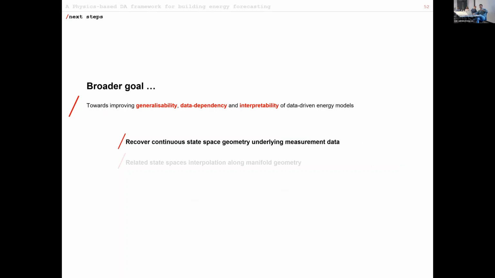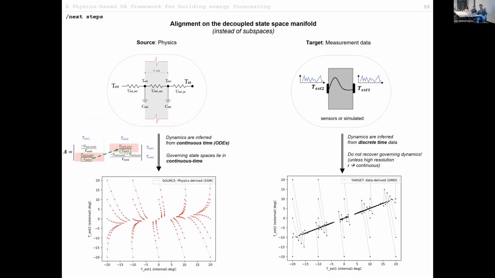So the broader goal, given the context of the issue I've just explained, is to go back to looking at data dependency and interpretability. One of the next steps we would like to explore is to recover the continuous state-space geometry underlying measurement data. So the goal is, rather than doing alignment on the predicted data and subspaces, since we have access to the geometry, to perform the alignment on the actual state-space geometry itself, which would then bypass these issues of lifting and projecting.